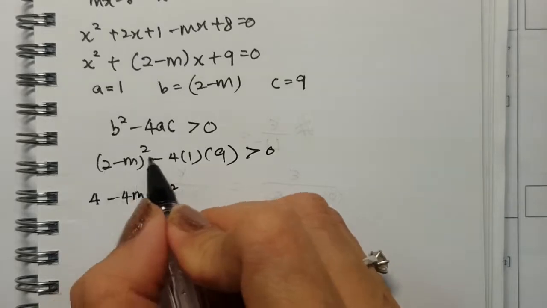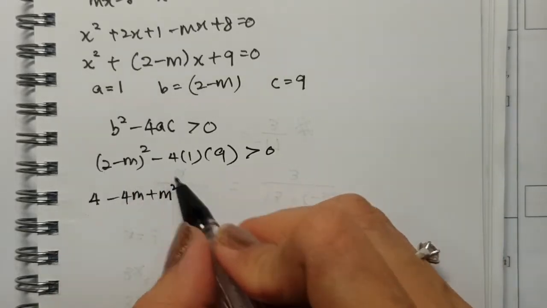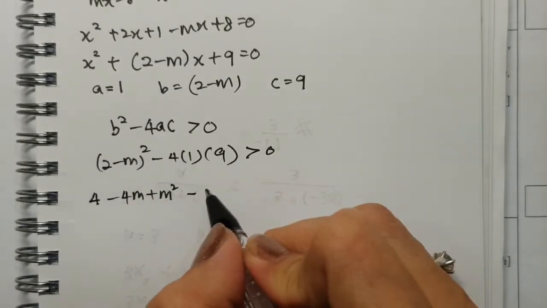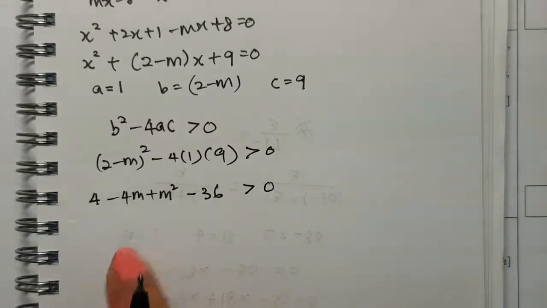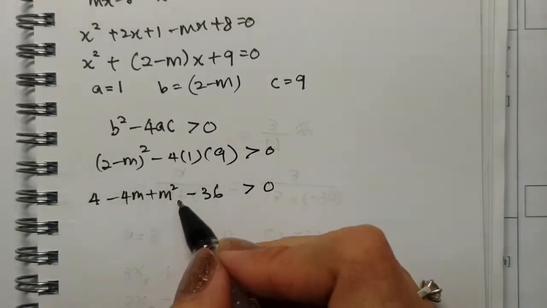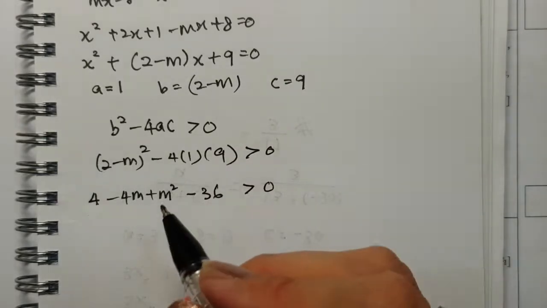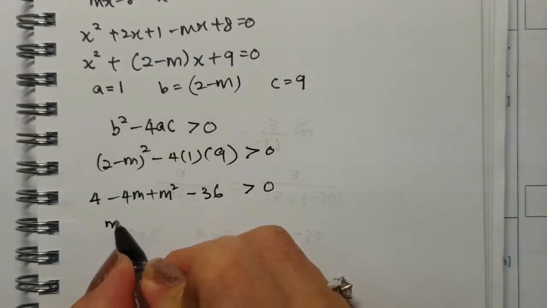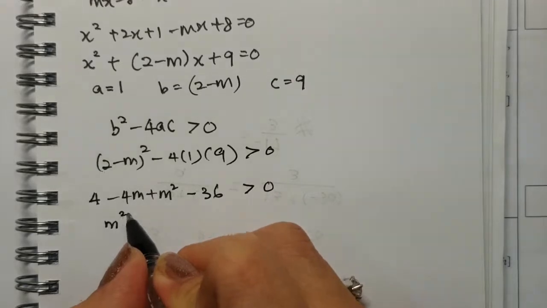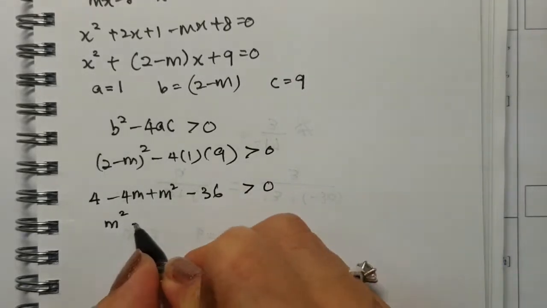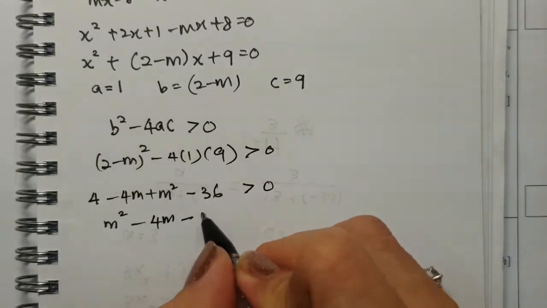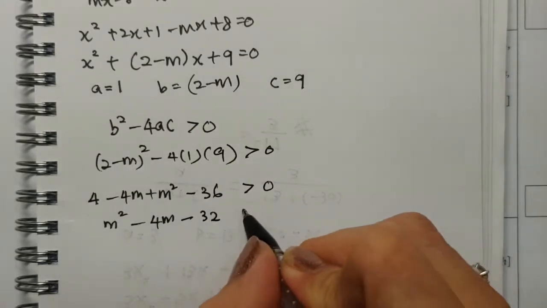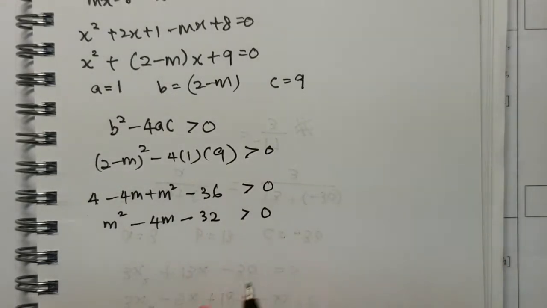The formula to expand this, please memorize. And then minus 36 greater than 0. And rearrange. This is another quadratic, not equation, but inequalities over here. So we will have m squared, all right, minus 4m, our variable is m, and then minus 32 greater than 0.